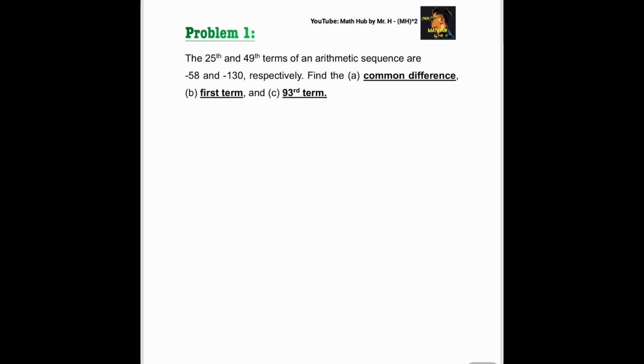All right, before we answer this question, let's recall the formula for arithmetic sequence. This fundamental concept is included in part 1. The formula is a sub n equals a sub 1 plus n minus 1 times d. Here a sub 1 is the first term, n stands for the term position, and d is the common difference.